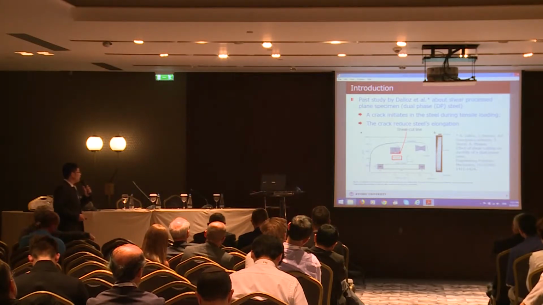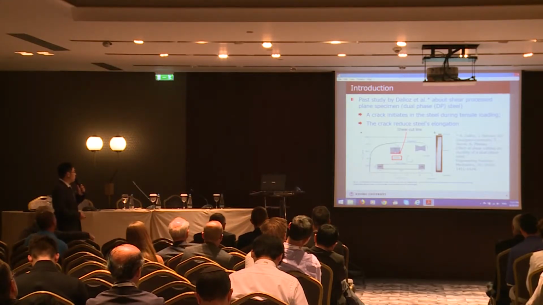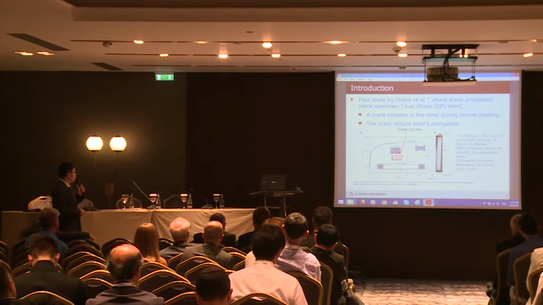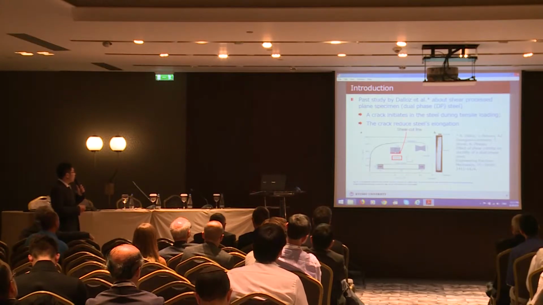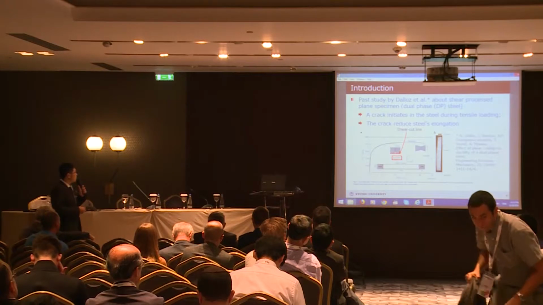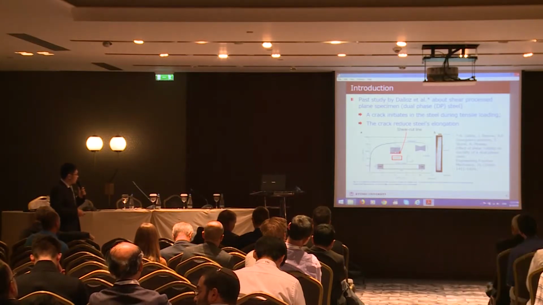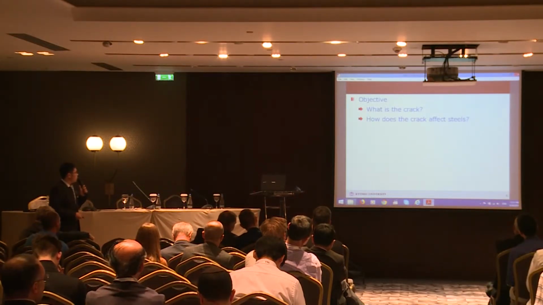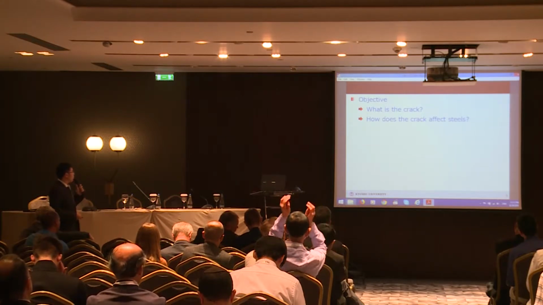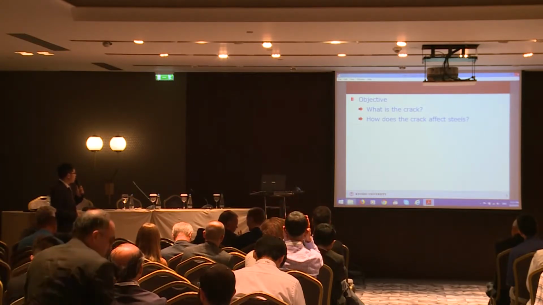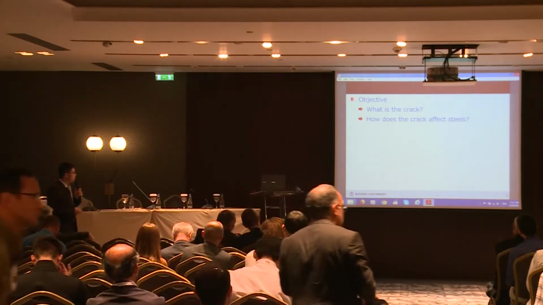Dallow et al. researched shear processed plane specimens using dual-phase DP steel and got this conclusion. A crack initiates in the steel during tensile loading. The crack reduces steel's elongation. So in this study, we want to know what the crack is and how the crack affects steel.